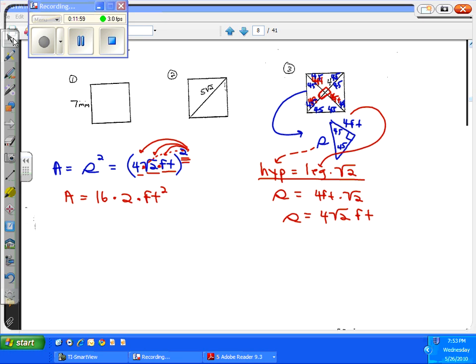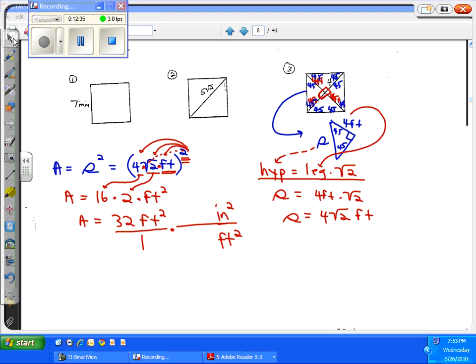See that? 4 squared is 16. Square root of 2 squared is 2. Square cancels square root. Feet squared is feet squared. Multiply, 32 square feet. So the answer to area in square feet is 32, but we don't want the answer in square feet. We want the answer in square inches. So we're going to multiply such that we lose the name square feet and gain the name square inches.